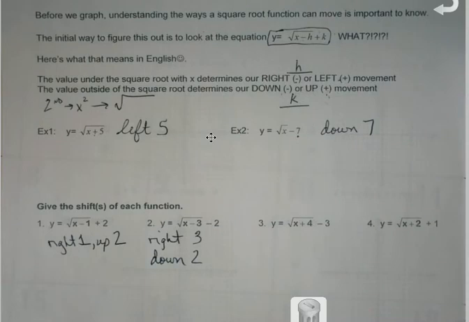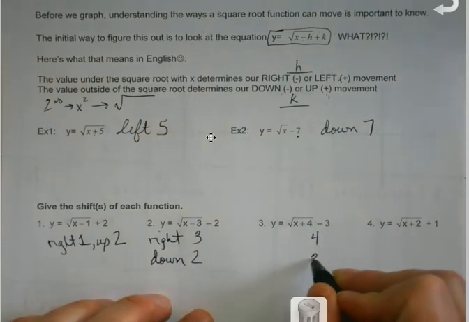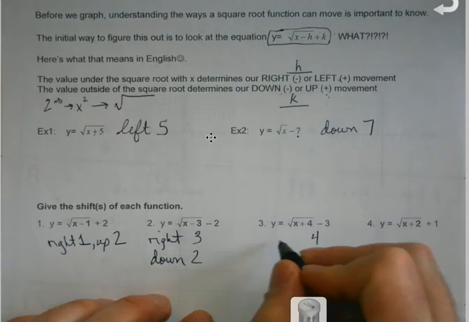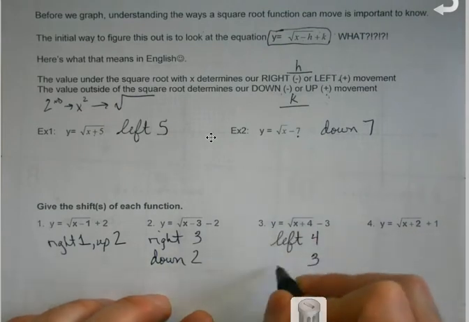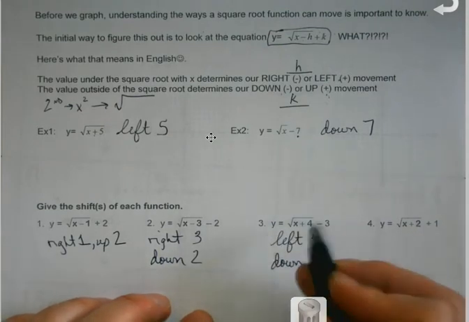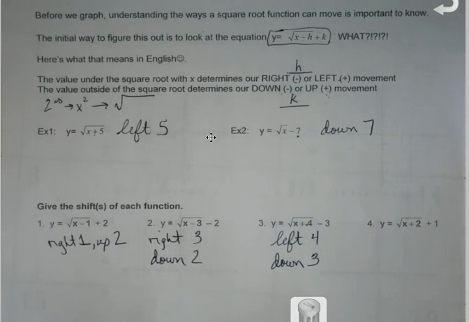So on 3, what directions are we going to be going, 4 and 3? Left 4, down 3. Opposite and opposite, okay? Especially when you've got this to work with, not a bad deal. Nothing that's going to work too terribly awful.